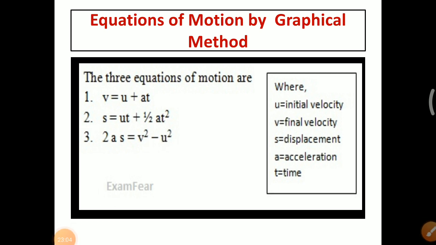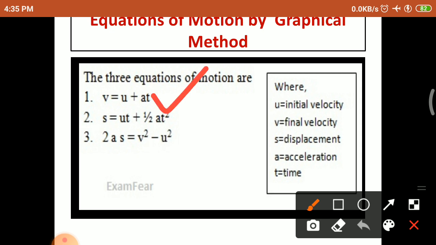The next one, equation of motion by graphical method. Dear students, I hope you understood the difference between the distance time graph and velocity time graph. From the distance time graph, we can calculate velocity. And from the velocity time graph, we can calculate acceleration and also displacement. The next topic is equation of motion by graphical method. Today I am going to derive only the first equation, v equals u plus at.